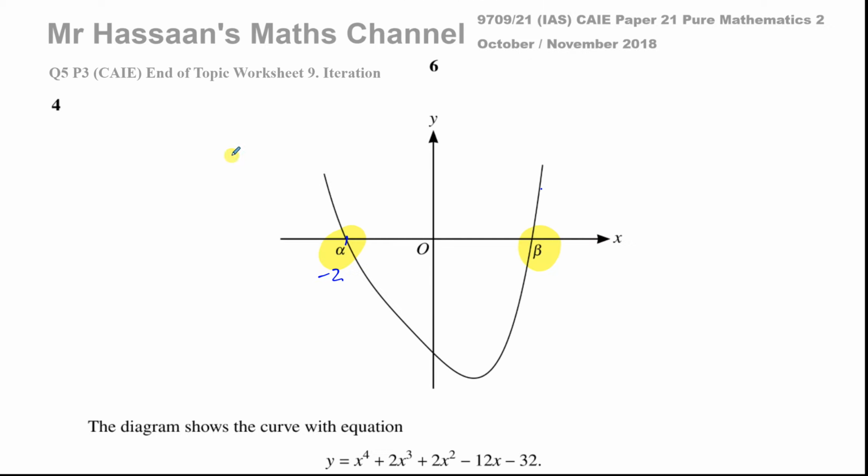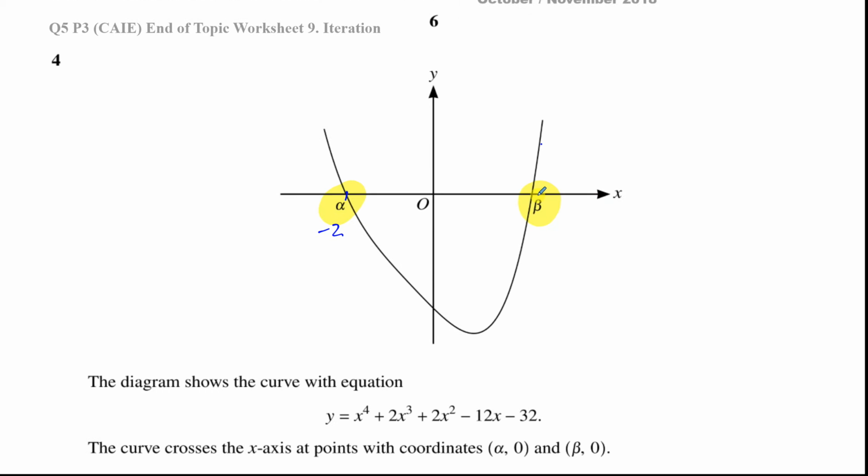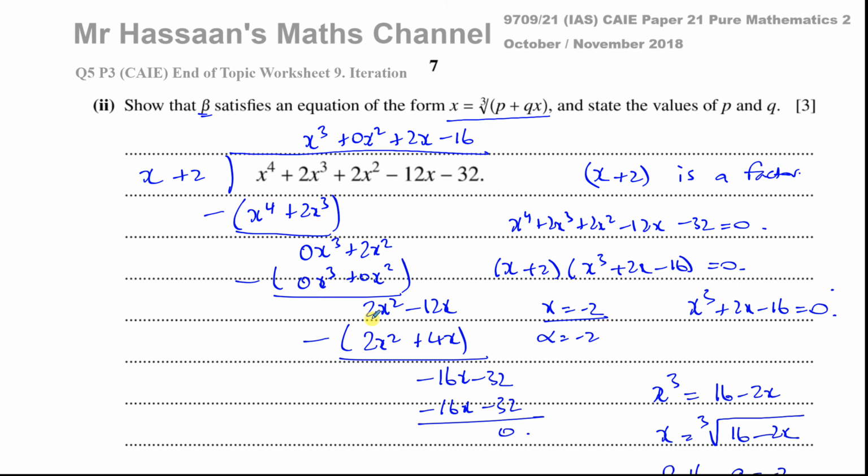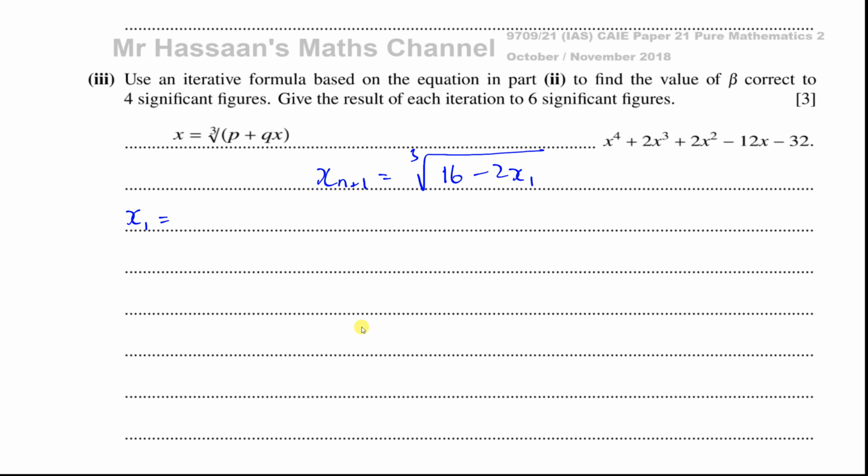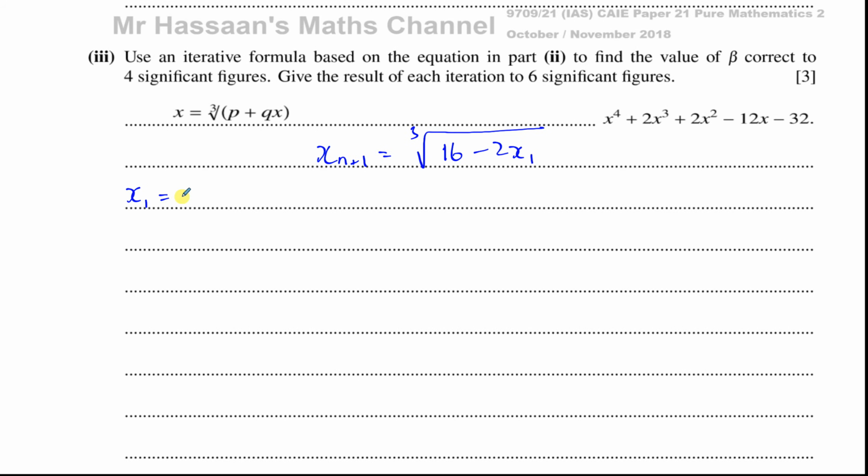Now we can see from the original question that beta is around here. We know this is minus 2, and it doesn't look too much further away than the minus 2 and the positive 2. So I'm going to start off my x1 value as 2 because it's close. It looks like it's quite close to the root. It really doesn't matter. If you start off with 1, it probably also should give you the same value. But you start off with a point which is close to the root.